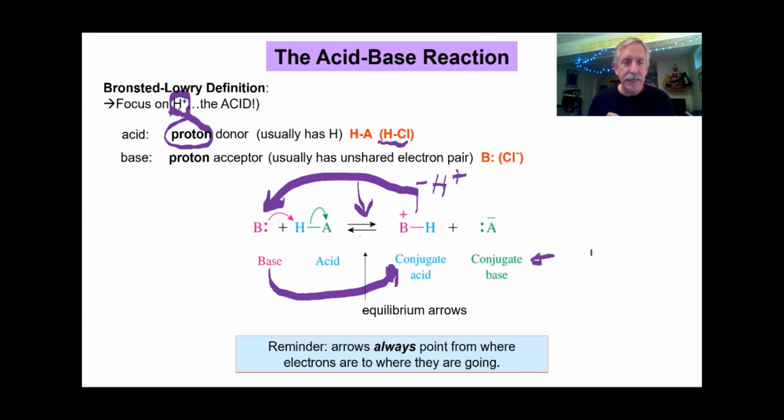I'd like you to pay attention here, though, that we're not leaving these, we're still pushing electrons. So notice they're still using these arrows to show the electrons going from the lone pair to the hydrogen, and that this HA is not actually losing H+, but its H+ is being ripped off by the base. Okay?